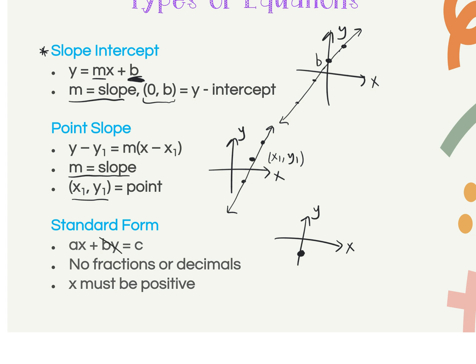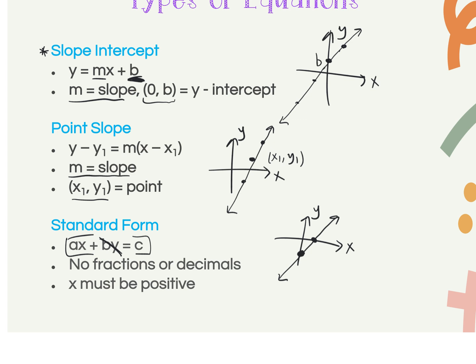I'll show you how to do that in the next examples if you're confused, but if you plug in 0 for y, then this just goes away. So we have ax equals c, and then you can divide both sides by a, and then you get your x-intercept. Maybe that's going to be somewhere right here. And then once you get your 2 points, you're able to graph, right? Again, all you need is 2 points.